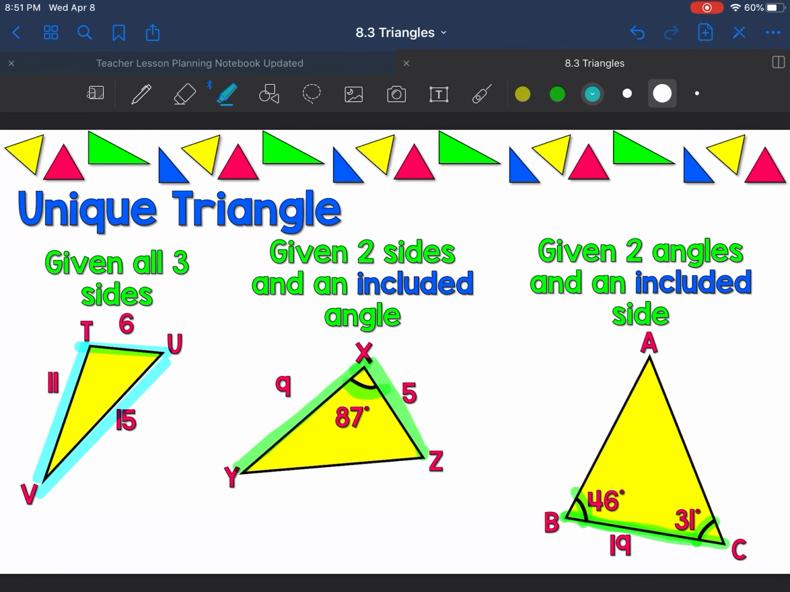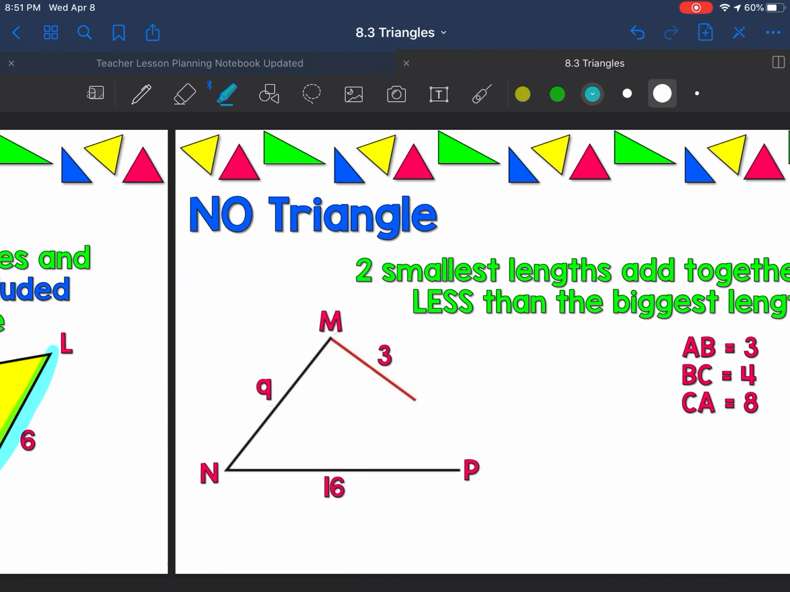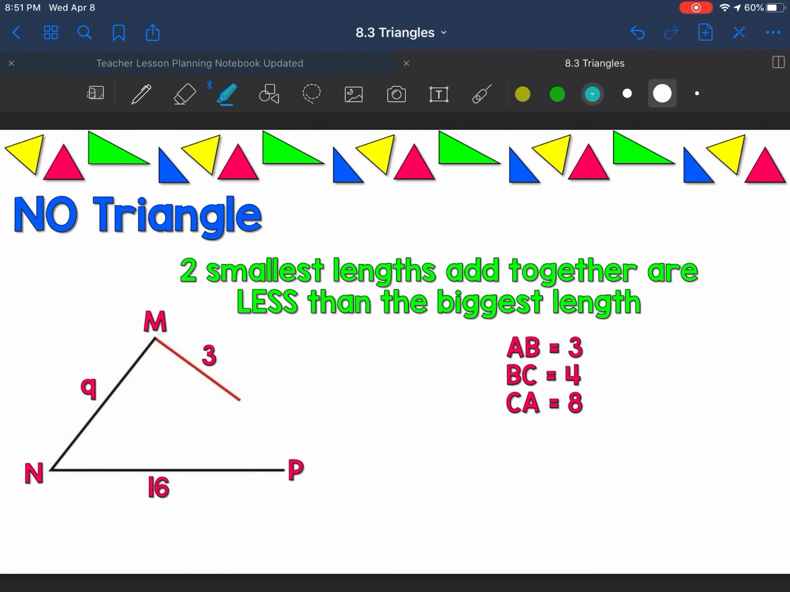So before, there's only one triangle that can be just like these three situations, but over here, they're not that special, okay? You can have more than one of them.